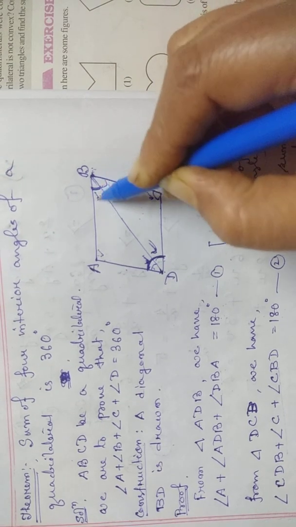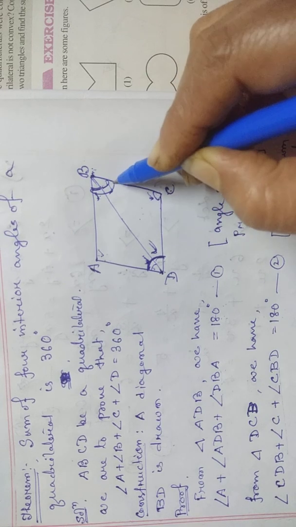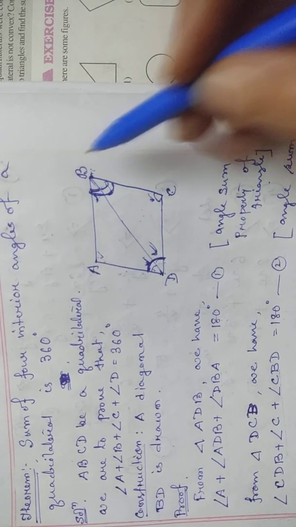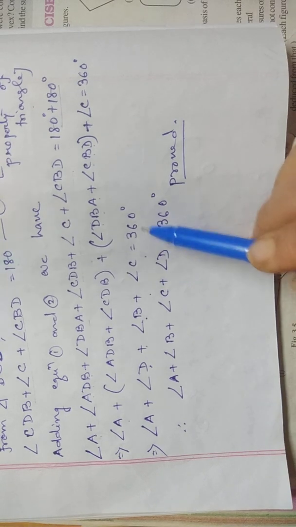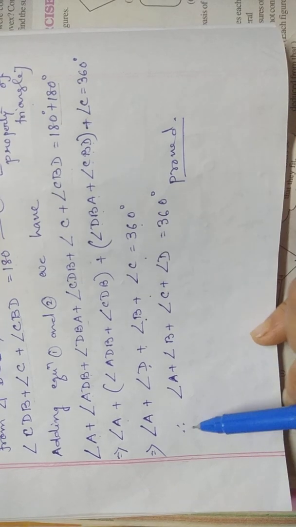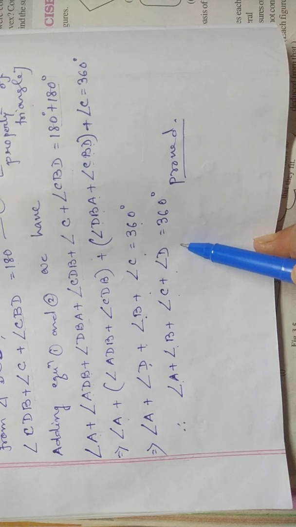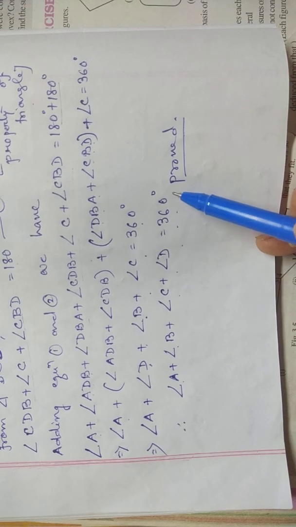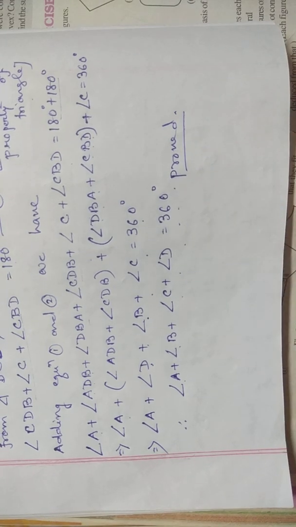Then DBA and CBD, which one? DBA, this angle. CBD, this angle. If you add these two, which angle do you find? That is angle B. So angle A plus angle B plus angle C plus angle D equal to 360 degrees. So this is the proof of the theorem. Okay.